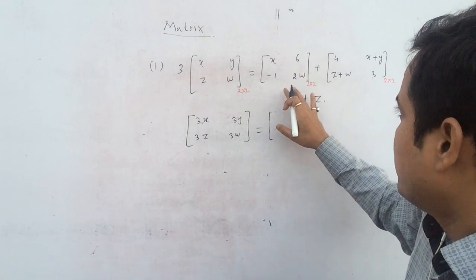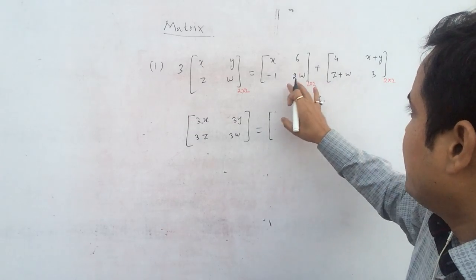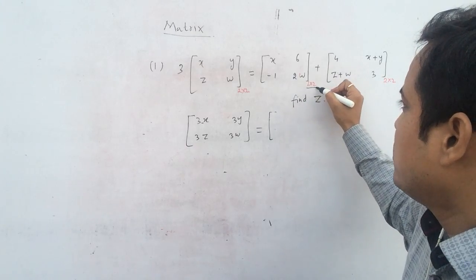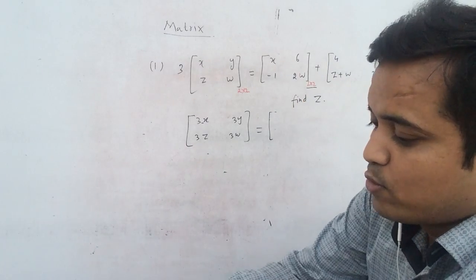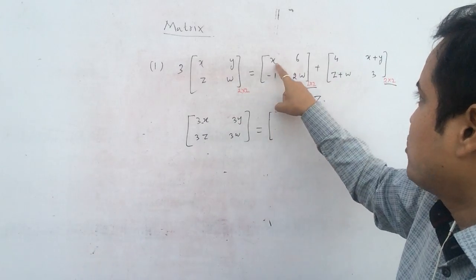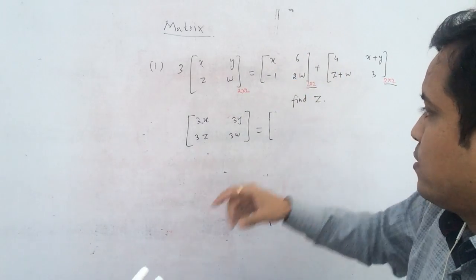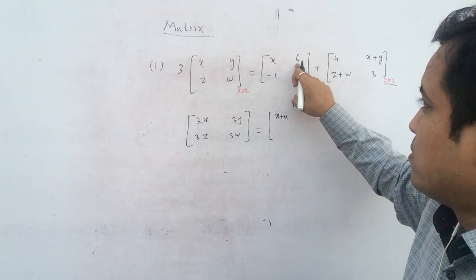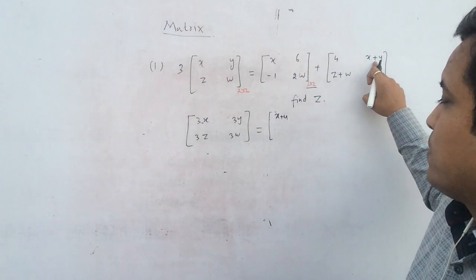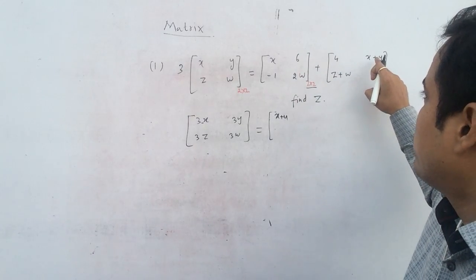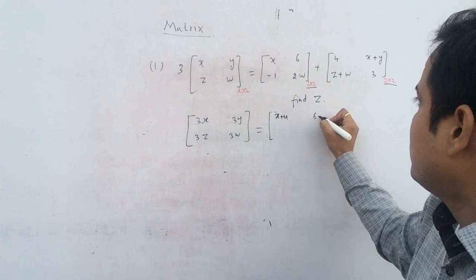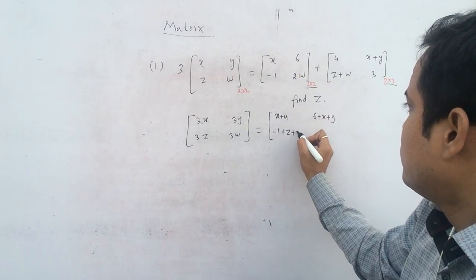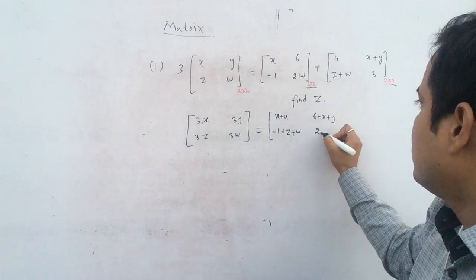If it is A and B, both matrices should have the same order, and here you see 2 cross 2 and 2 cross 2. Now the corresponding elements will be added: x plus 4, the first row and first column elements. The first row, second column element, 6, will be added with x plus y, minus 1 will be added with z plus w, and 2w will be added with 3.